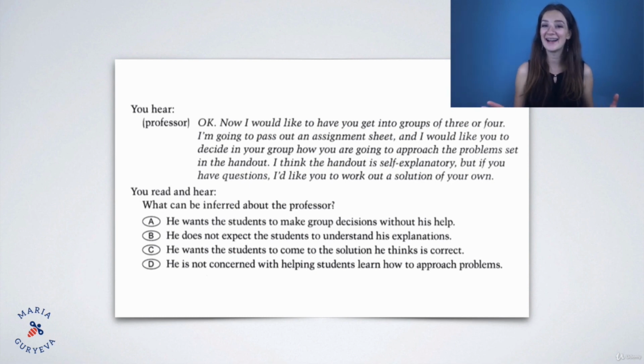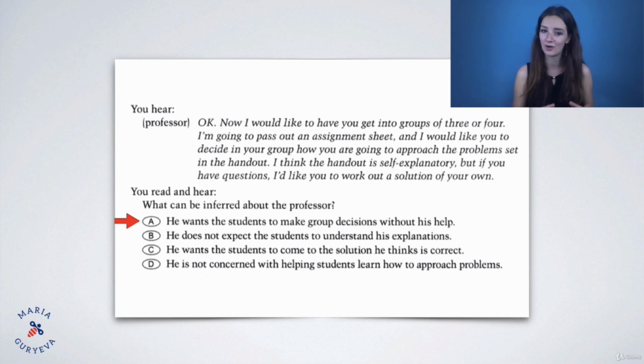So what do you think is the right answer? The right answer is the first one. He wants the students to make group decisions without his help. So he is giving them some freedom, right? He wants them to learn and try to think out a solution, and then of course they will discuss it after they already did some self-work. So here the right answer is A, and then the rest of the answer choices were pretty weird, right?